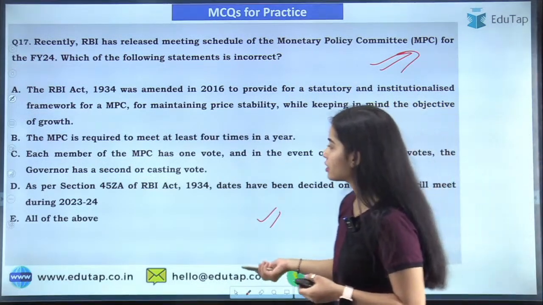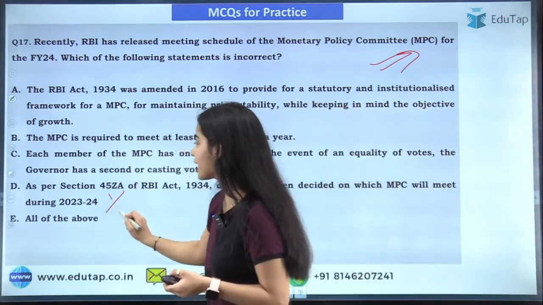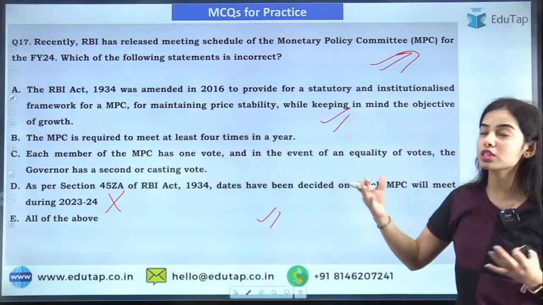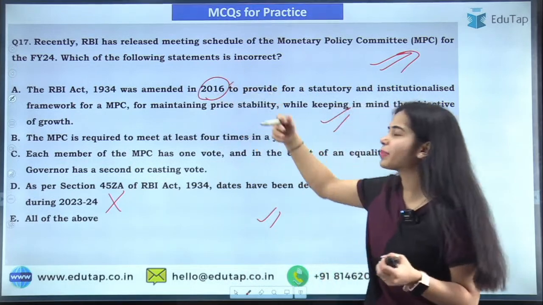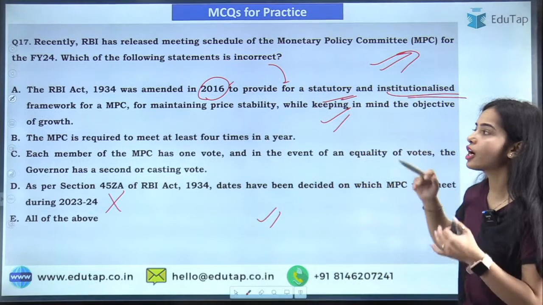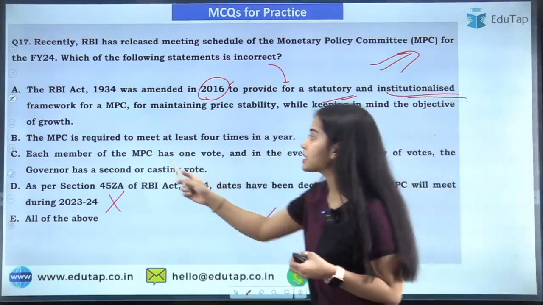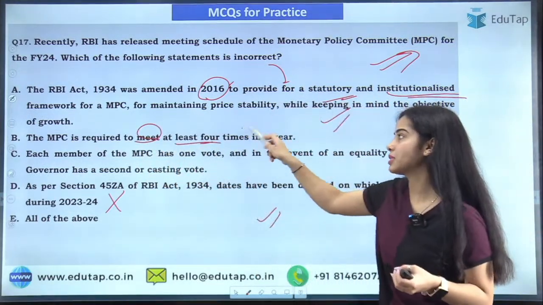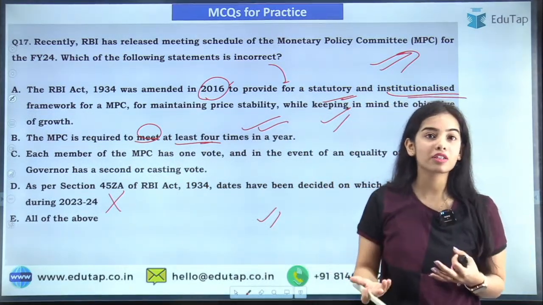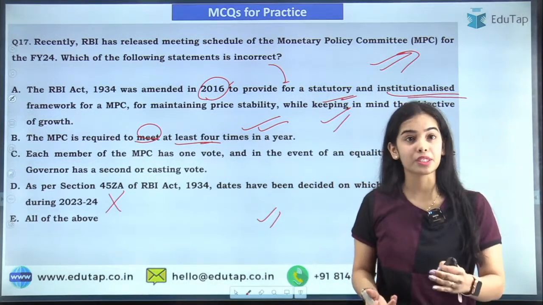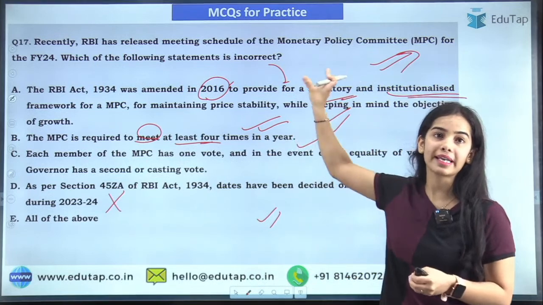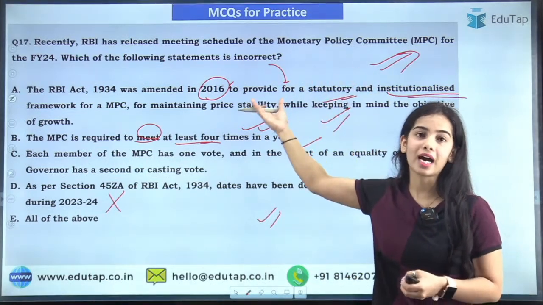So now here the D statement is wrong actually. The first statement is correct. The RBI Act was amended in September 2016 to provide for the statutory and institutionalized framework for an MPC. The MPC is required to meet at least 4 times. This is correct. They meet 6 times, but that is as per the decision of the Reserve Bank of India. But at least they have to meet 4 times in a year. This has been specified in the RBI Act, which was amended.